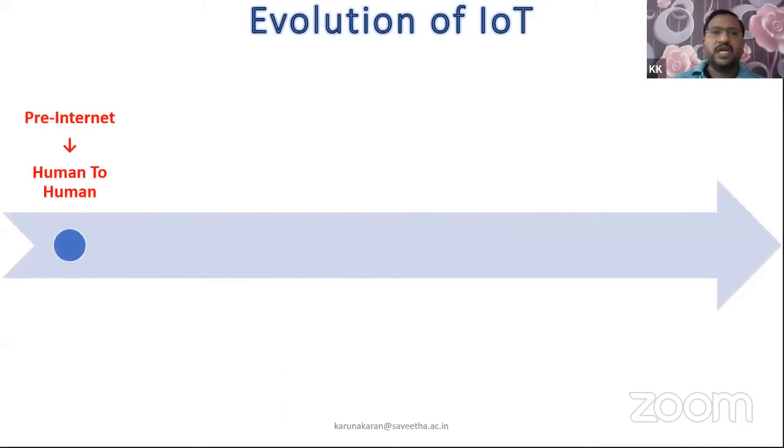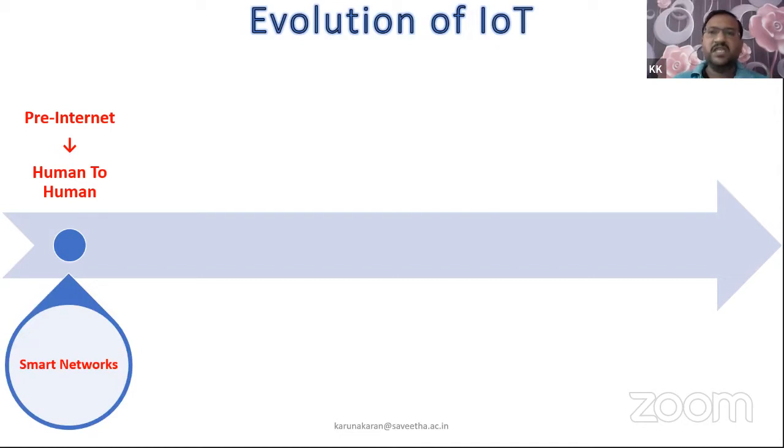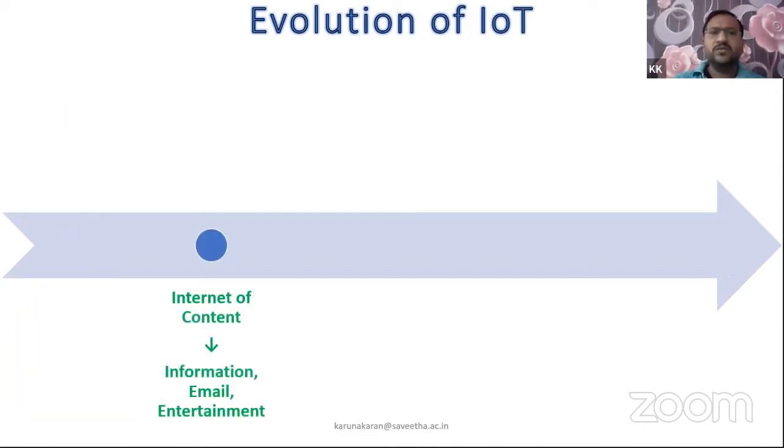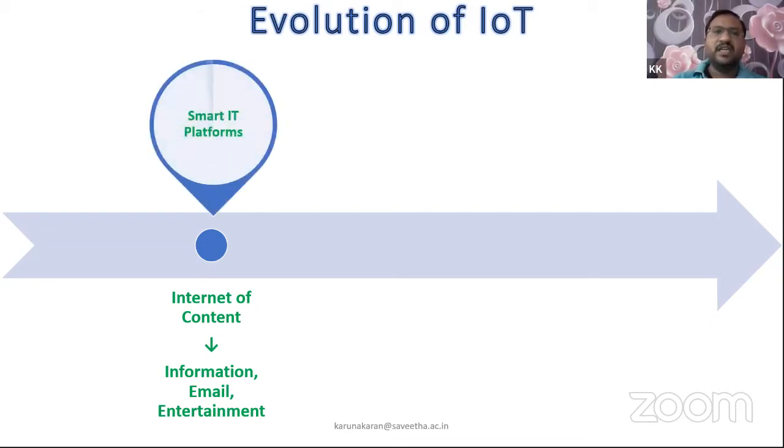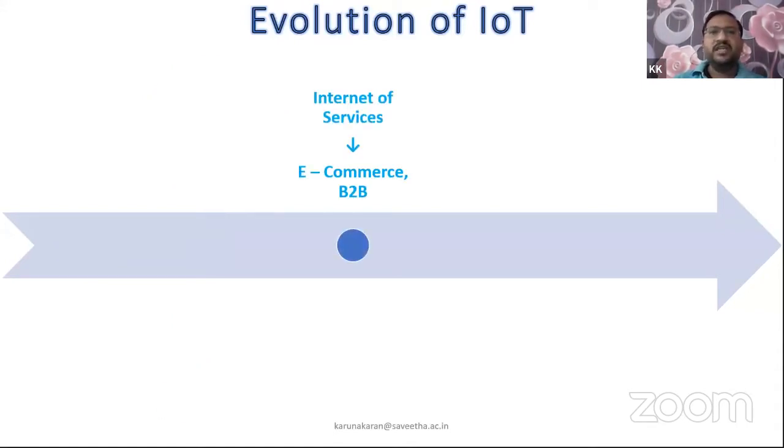So this evolved from the pre-internet period. In this pre-internet period, there was communication from human to human, and the communication was expanding networking. Okay. Then came the period of internet of content, where we started using the internet for transferring information, email, and entertainment. This led to smart IT platforms being developed, or due to the development of smart IT platforms, this internet of content evolved. And then the internet of services.